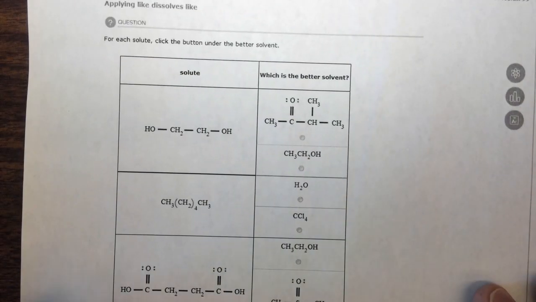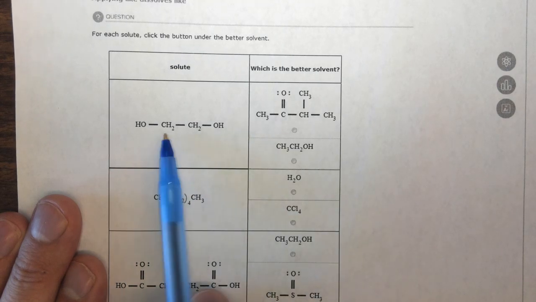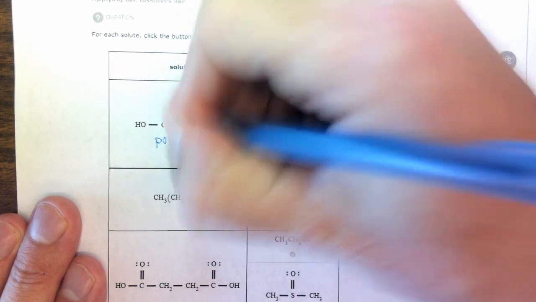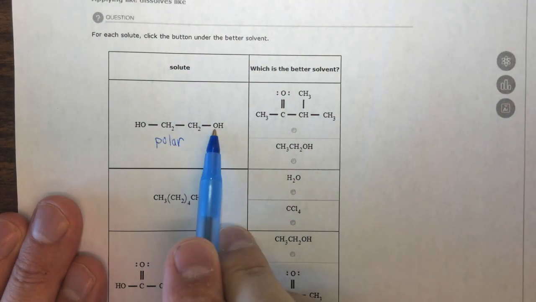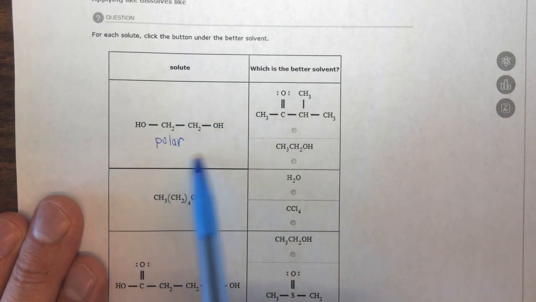I have a few more examples here. Here is a bit of a tricky example. Here we have ethylene glycol. This is definitely polar. It has an OH here capable of hydrogen bonding and an OH here capable of hydrogen bonding. This is found in things like antifreeze.